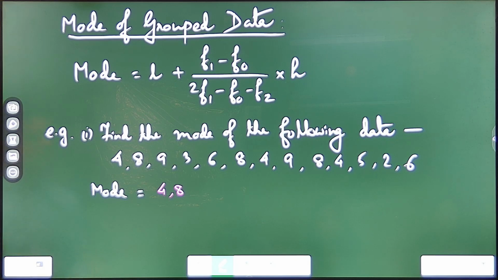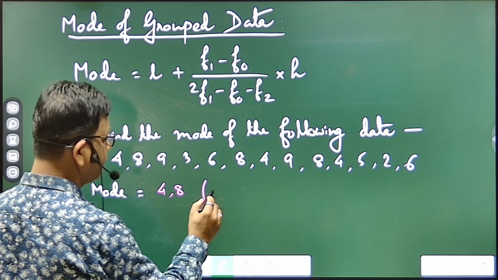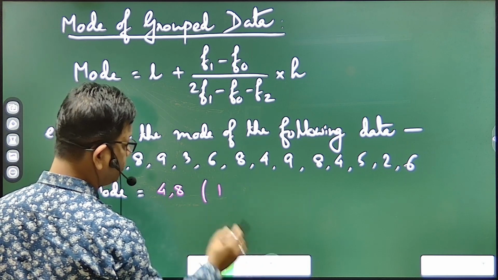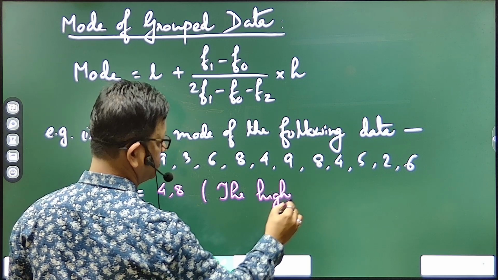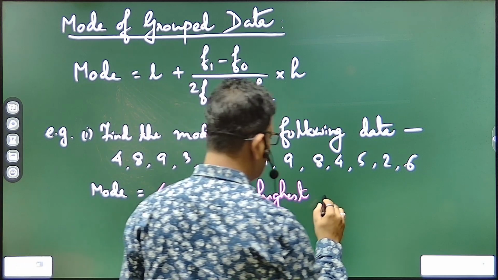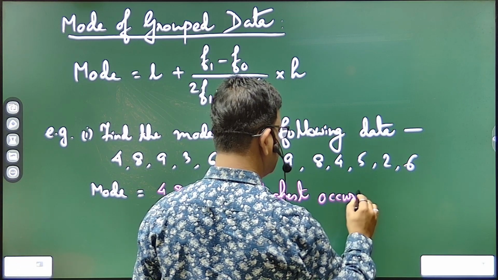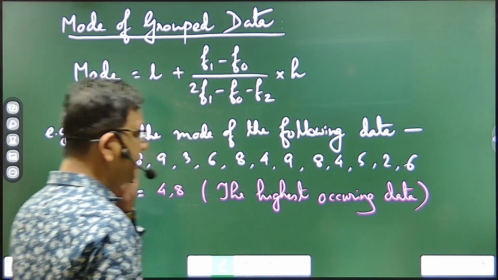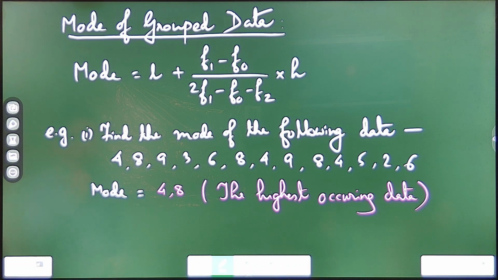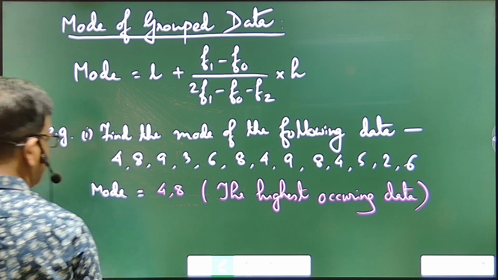Getting it? Now this mode means the highest occurring data. The highest number of times the data occurred is the mode, right? But this is totally for ungrouped data. We have discrete data. There was no tabular form, right?